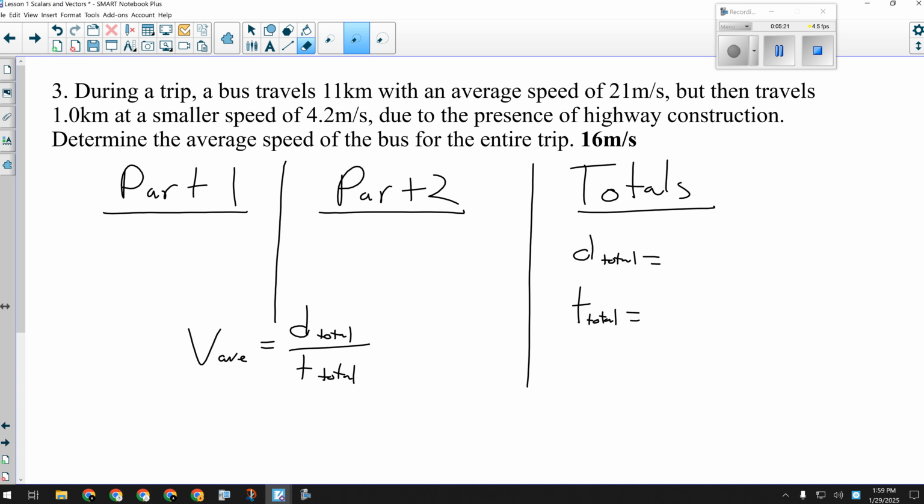Okay, so here's my suggestion. Write down the givens for part 1 and for part 2. See what you need, and calculate what you don't already have. I'm going to point out one other thing. Your distances are in kilometers. Your speeds are in meters per second. Do your units need to match before you can do any math?